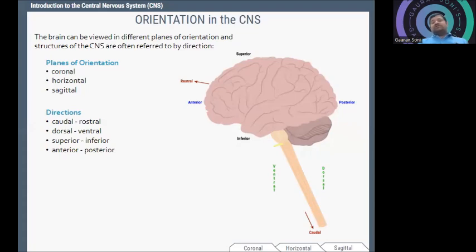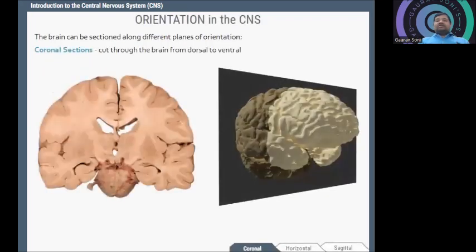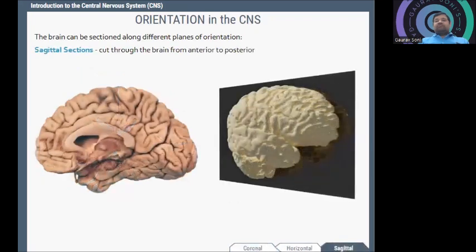While starting the introduction to central nervous system, first of all, we should know how to have orientation in CNS. Some specific names are there which we have already studied while learning the terminology of anatomy. So what are the planes? You can see right now it is the horizontal plane, then there will be a coronal section and a sagittal section. Coronal section means we cut the brain from dorsal to ventral. The slide will look like this. Then the sagittal section will be from anterior to posterior. It means you're going to see the medial surface in this particular section.